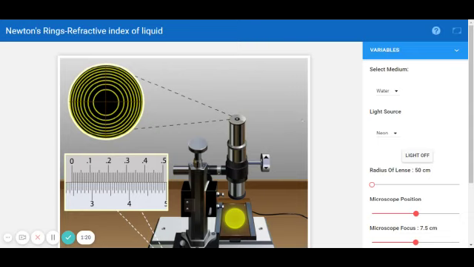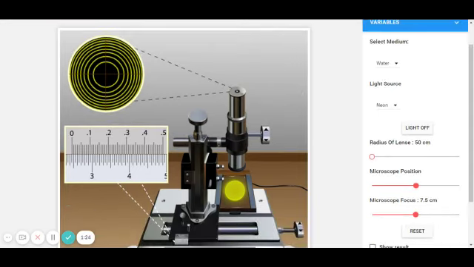Procedure to find the refractive index of the liquid: the experiment is performed first when there is an air film between the convex lens and the optically plain glass plate. The diameters of the mth and (m plus p)th dark rings are determined with the help of the traveling microscope.